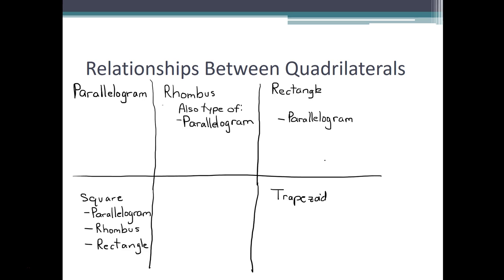Yeah, rectangle and square require that the angles are right angles. So although they're a type of parallelogram, not all parallelograms are rectangles or squares. I think that about does it for those relationships there.